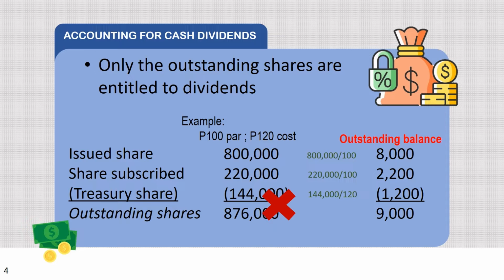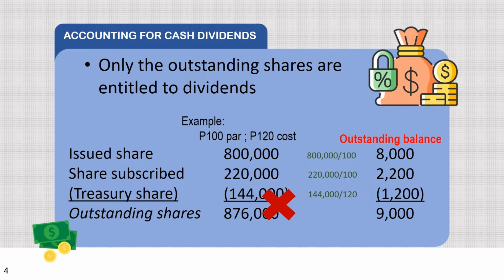So to compute for the total cash dividends, i-multiply natin ang outstanding balance sa dividends per share. In our illustration, issued share 800,000, i-divide natin siya sa 100 peso par, we have 8,000. And share subscribed, same, i-divide sa 100 peso par, we have 2,200. And our treasury share naman, i-divide siya sa 120 peso na cost. And the answer is 1,200.